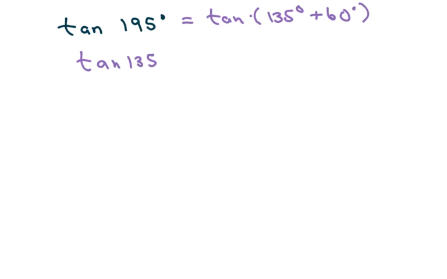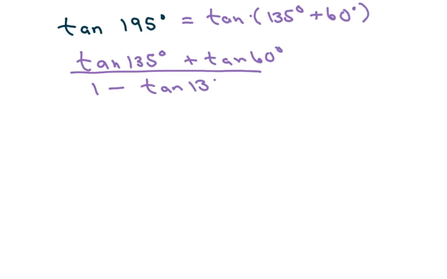Let's do another one. We have tan of 195 degrees. I'm going to write that as tan of 135 plus 60. And I'm not going to write the formula again, but I'm just going to write it out. So this would be tan of 135 plus tan of 60 over 1 minus tan of 135 times tan of 60.